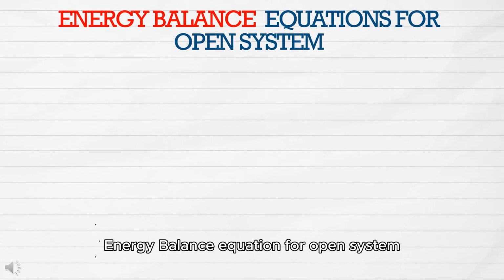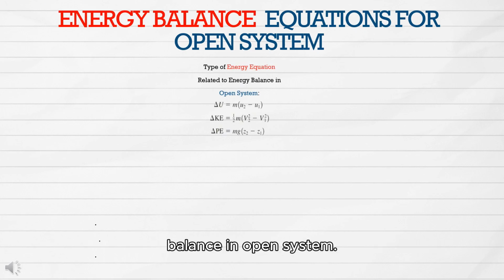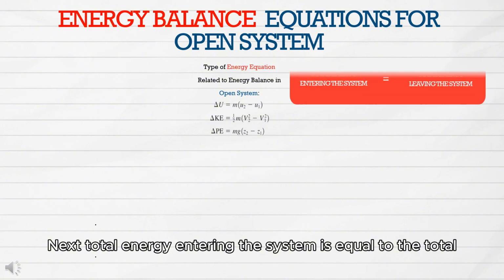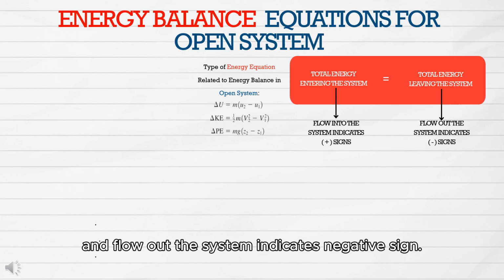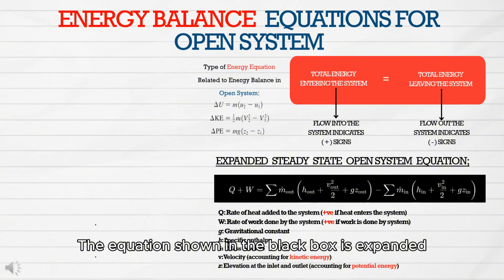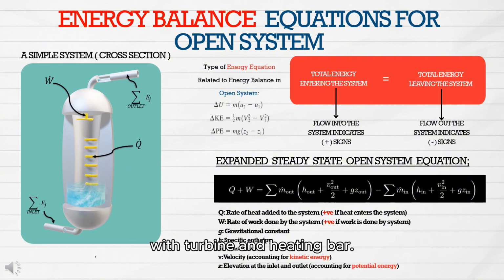Energy balance equation for open system. These are the types of energy equation related to energy balance in open system. Next, total energy entering the system is equal to the total energy leaving the system. Note that flow into the system indicates positive sign and flow out of the system indicates negative sign. The equation shown in the black box is the expanded steady-state open system equation, taking the cross-section of the reactor with turbine and heating bar.